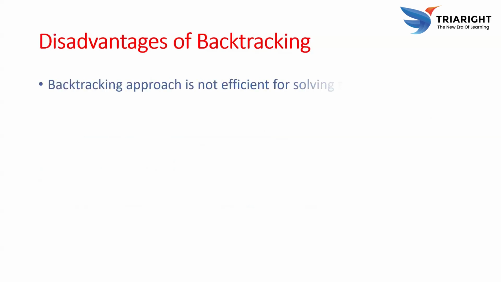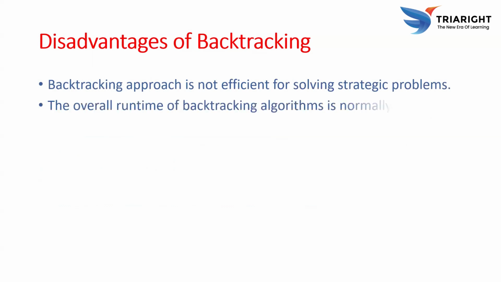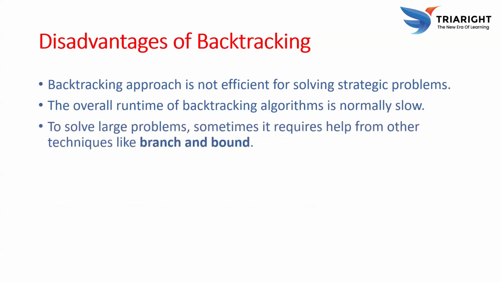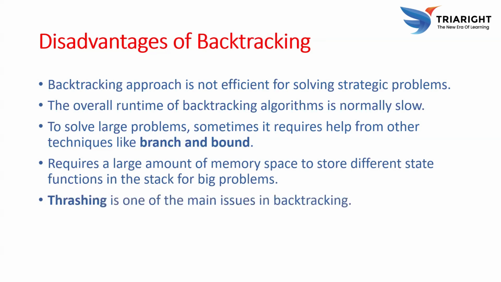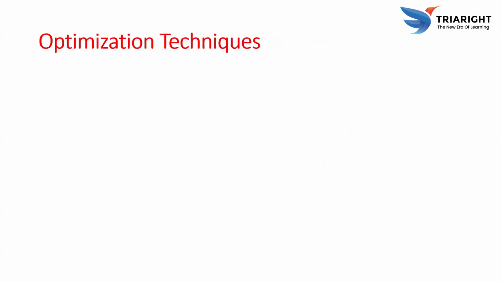Now the disadvantages. The backtracking approach is not efficient for solving large problems, and the overall runtime of the backtracking algorithm is normally slow. To solve large problems, it sometimes requires help from other techniques like branch and bound, and it requires a large amount of memory space to store the different states, functions, and stack for a big problem. Thrashing is one of the main issues in backtracking, and the basic approach is to detect conflicts too late.